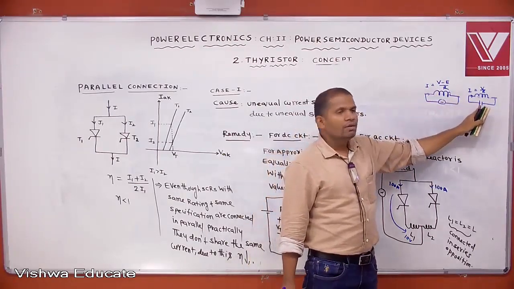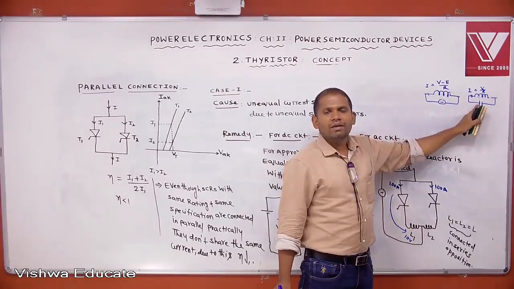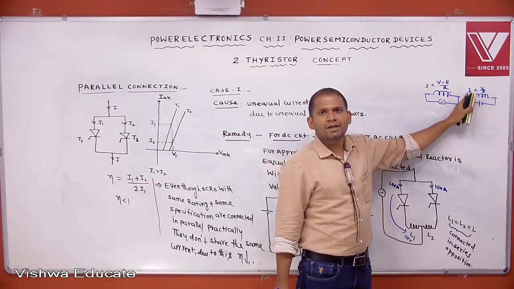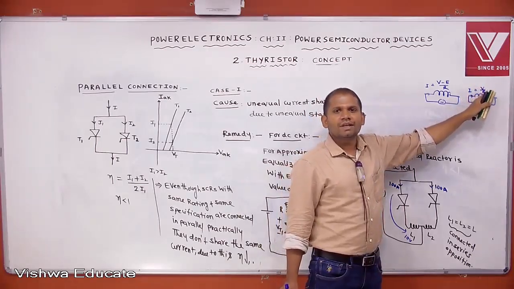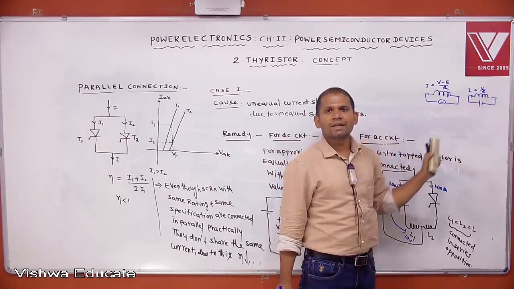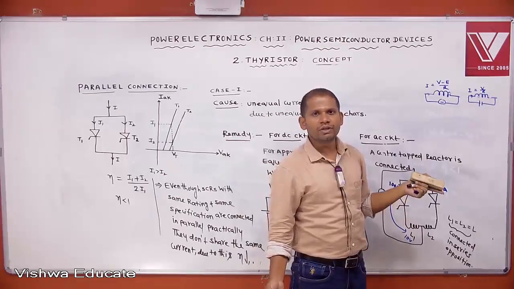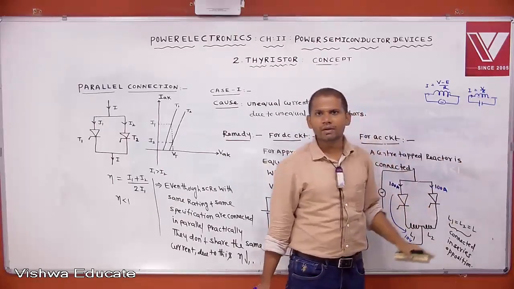But here we are giving DC supply. Constant supply means the current is constant. If the current is constant, the flux is constant. The conductor is stationary and the flux is also constant. Is there any Faraday's law? No. There is no induced EMF. That's why we take I equal to V by R.